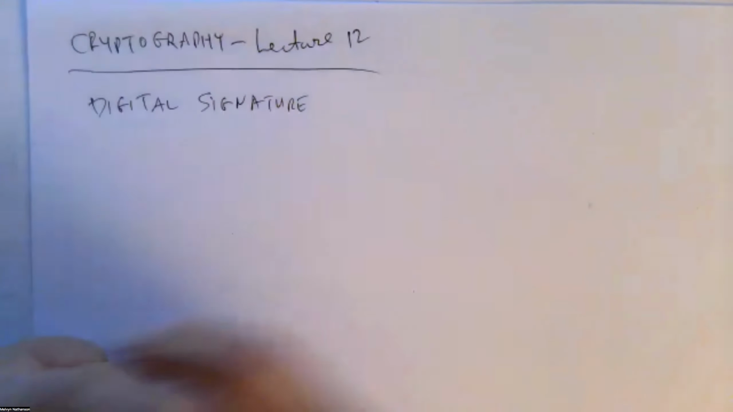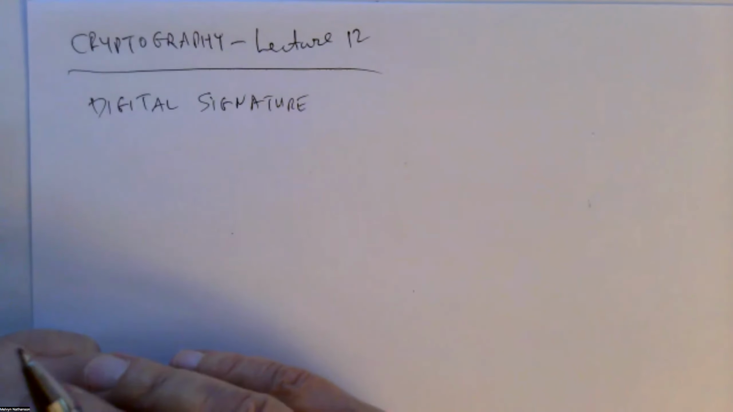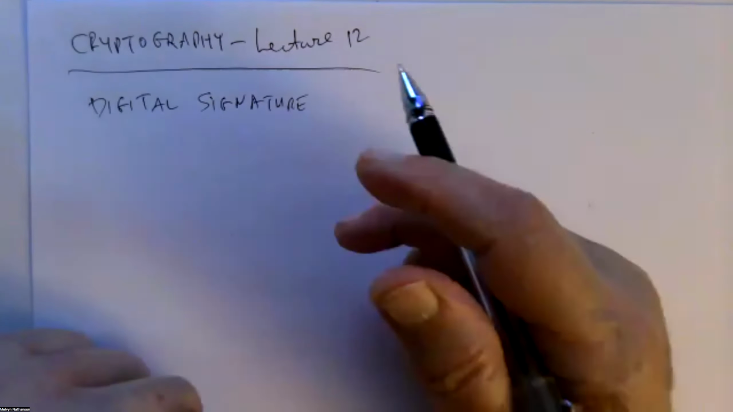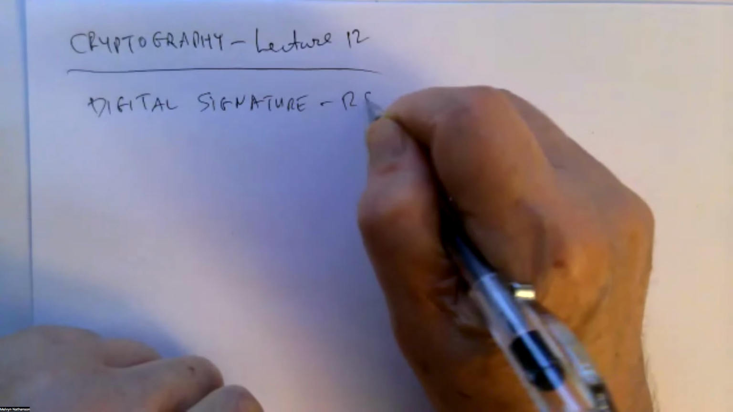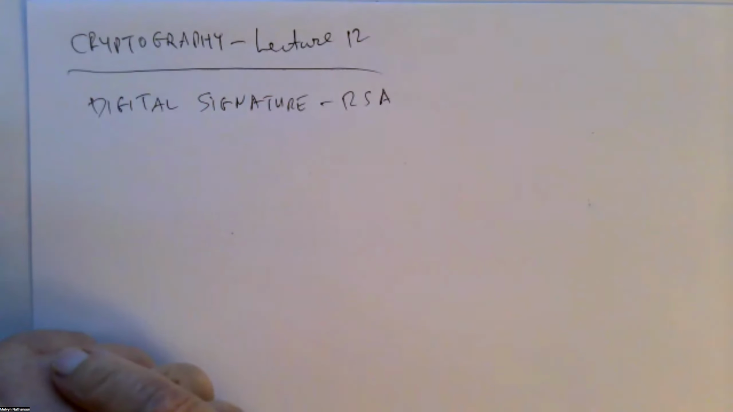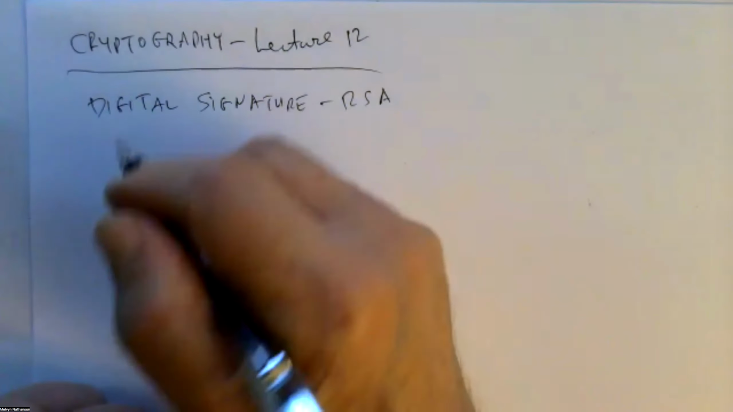So there are digital signature schemes that come from the RSA public key crypto system and another that's based on the El Gamal public key crypto system. And the one we looked at is based on RSA. And the idea is the following.